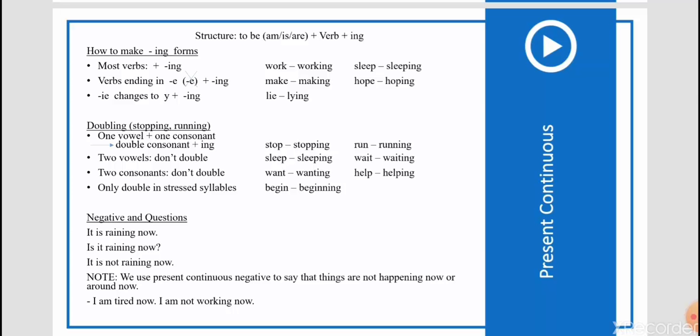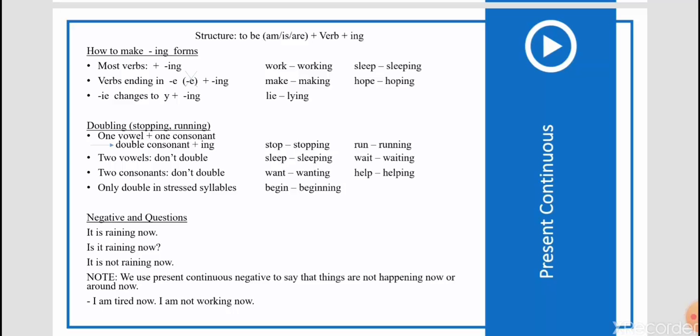2 consonants, we don't double again. For example, want, n and t are consonants and come side by side, so we do not add another t in the end. So wanting, help, helping. So we only double in stressed syllables.